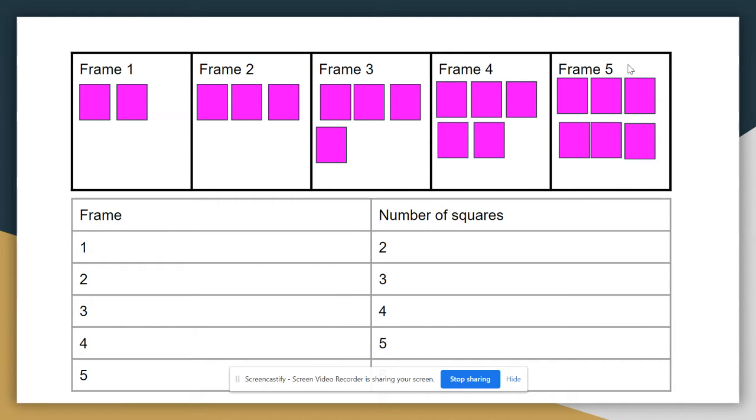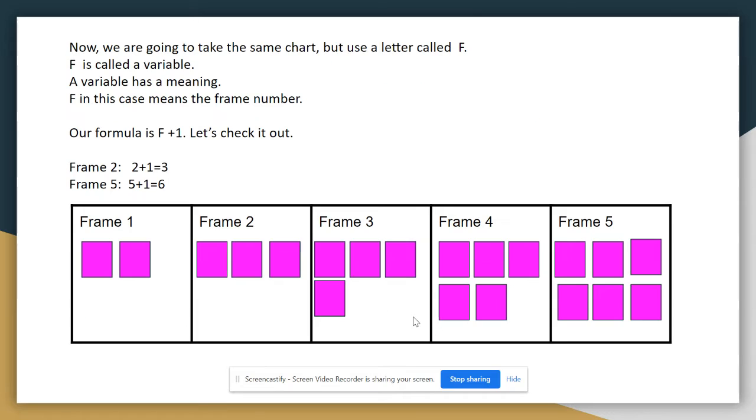So, looking at this, we see frame 1 has 2 squares, frame 2 has 3 squares, frame 3 has 4 squares, and so on. And when you look at the chart, you can see frame 1 has 2 squares. It's the exact same thing, just using numbers. Okay, so this is something you're very familiar with.